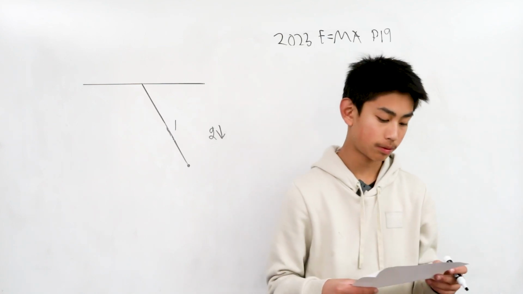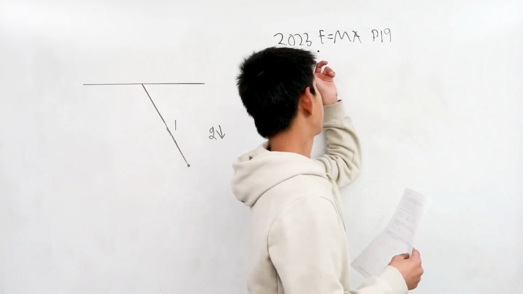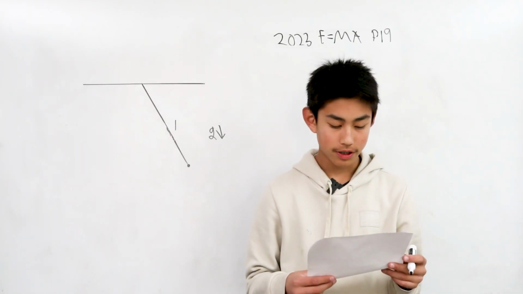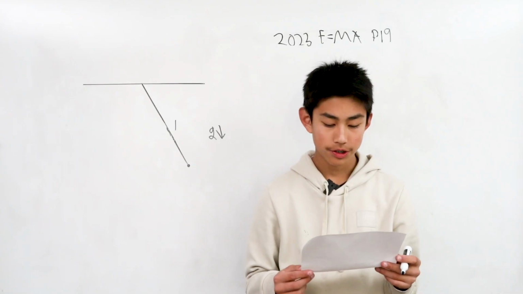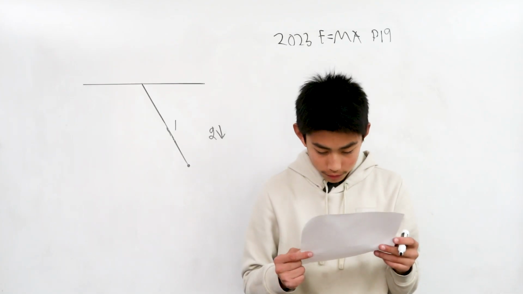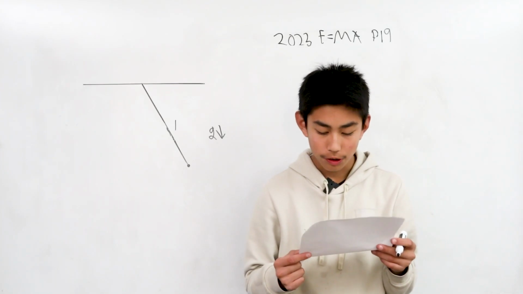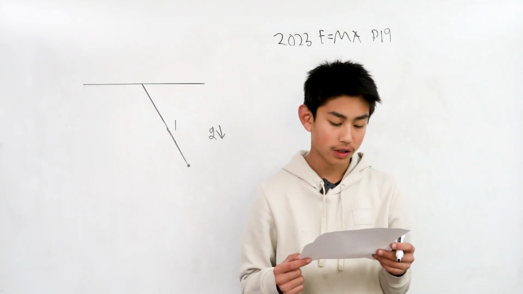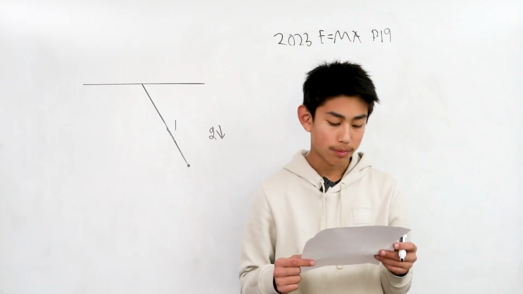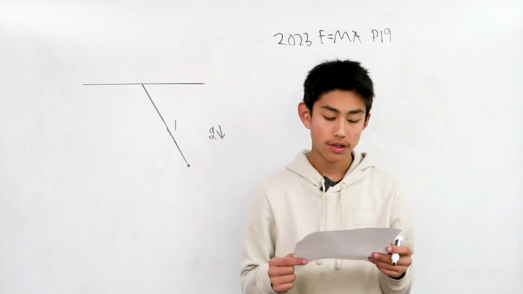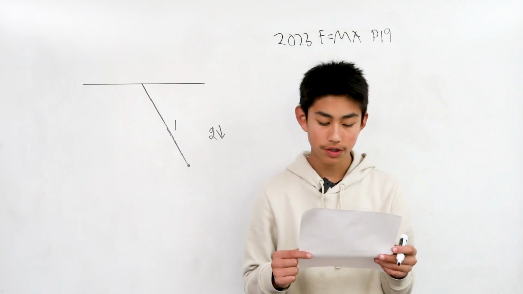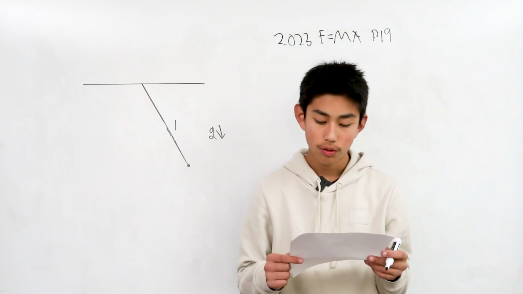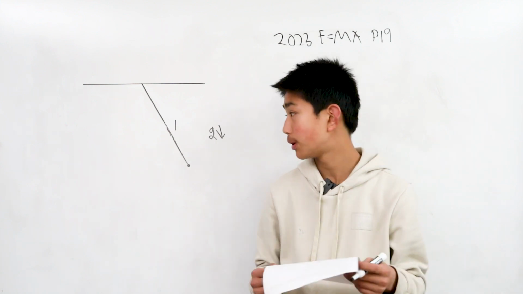We're solving problem 19 from the 2023 F equals MA exam. A student sets up a simple pendulum, measures its length to be 0.5 plus or minus 0.01 meters, and observes a period of oscillation of 1.4 plus or minus 0.1 seconds. Using this data, the student computes g equal to 10.1 meters per second squared. What is the uncertainty of this measurement?